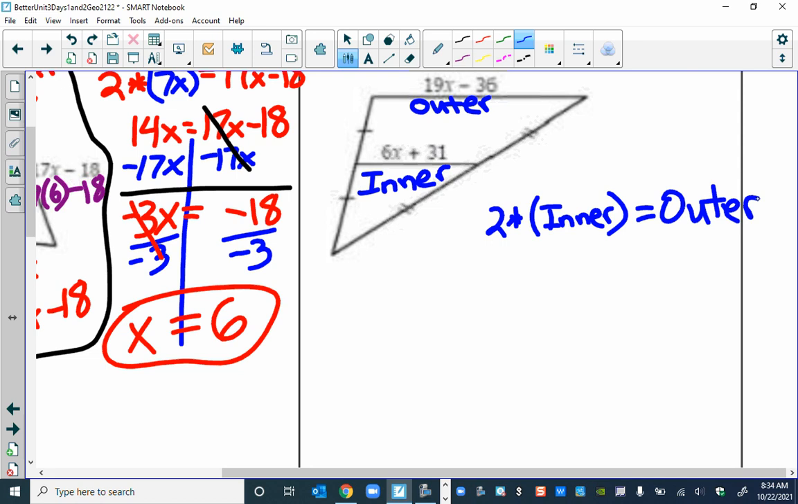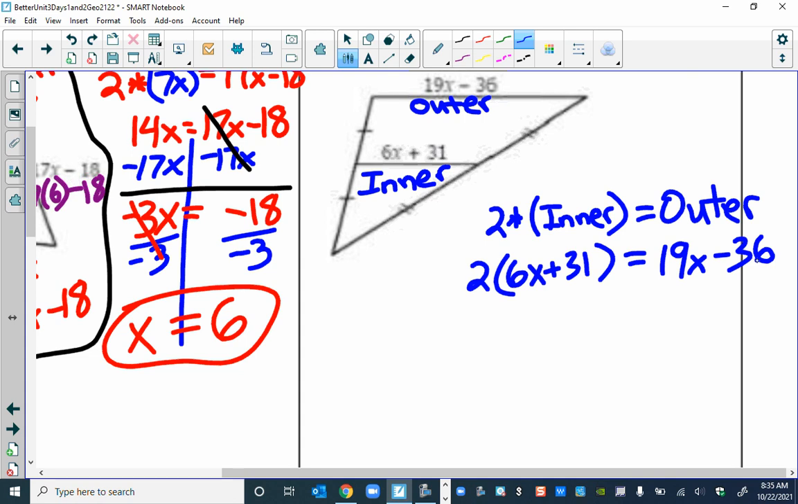Okay. So what we have going on here, again, 2. Now you definitely need your parentheses because you have to take the whole expression, 6x plus 31, equals our outer expression, 19x minus 36. So now, there's our setup. This is the most important part of our whole problem right here.